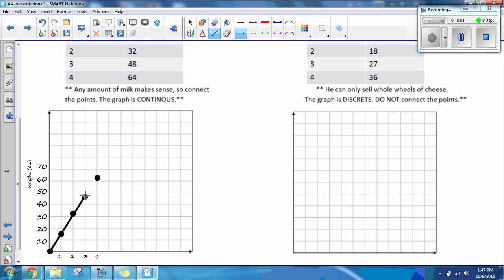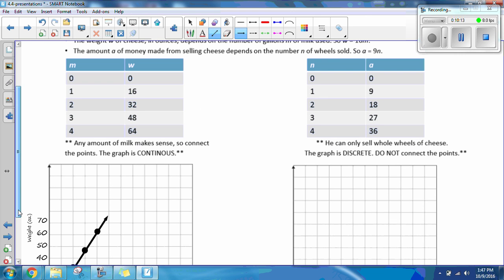so we need to connect these points. Also, I need to make sure I put an arrowhead at the end of my line because I can definitely use more than 4 gallons of milk, but I will not use negative gallons of milk, so I don't need an arrowhead on that side.